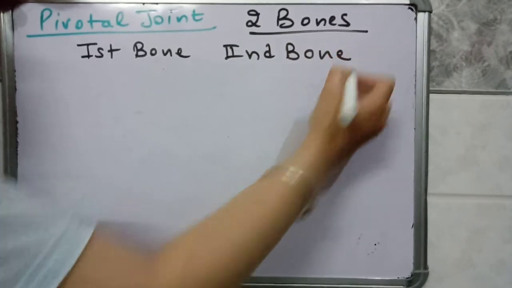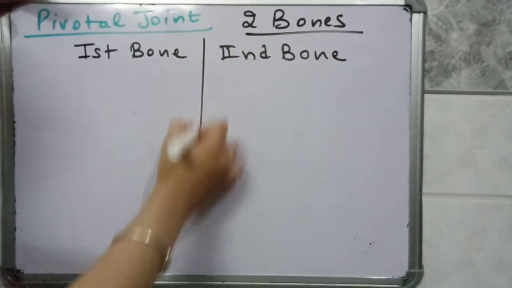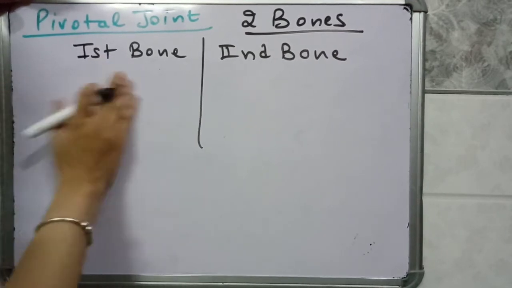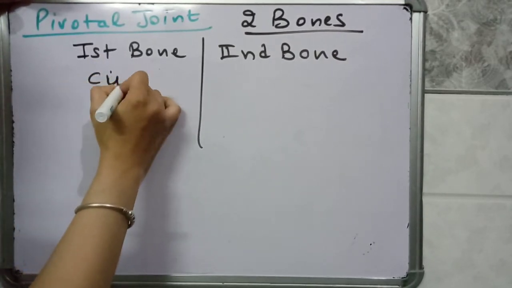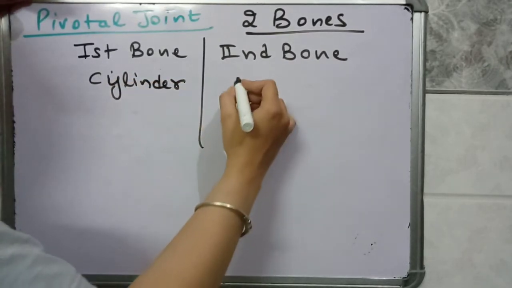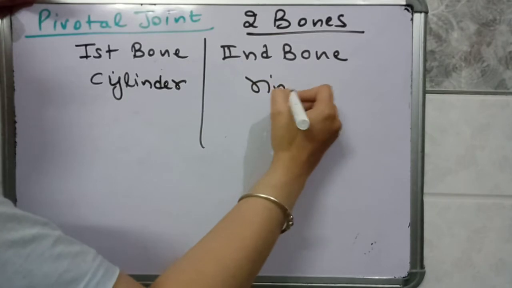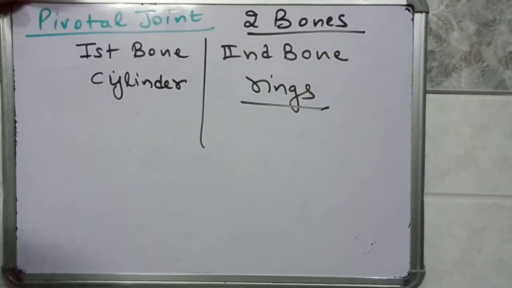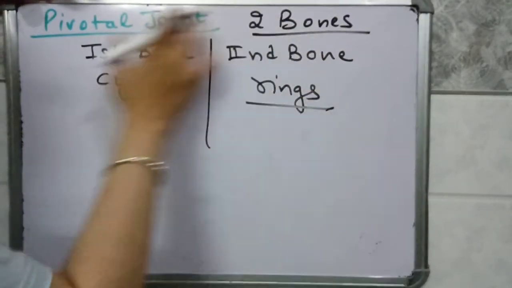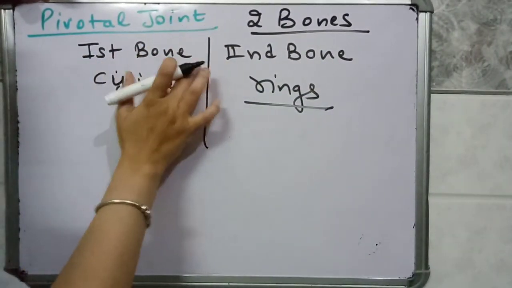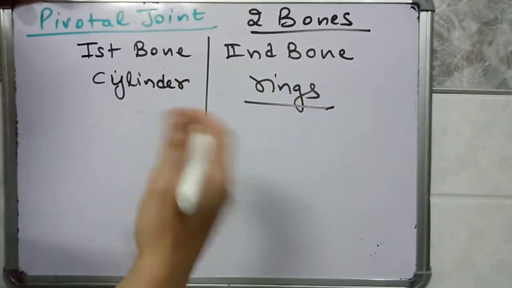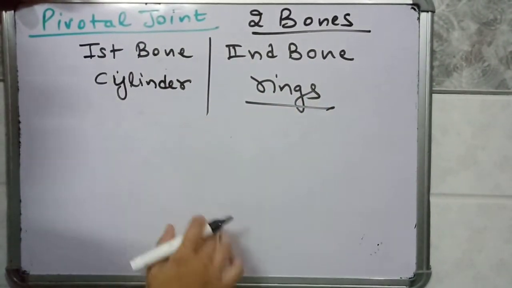Students, the first bone is in the shape of a cylinder, and the second bone is in the shape of rings. There are so many rings present in the second bone. Two types of bones are connected in the pivotal joint: the first bone is in the shape of a cylinder and the second bone is in the shape of so many rings.